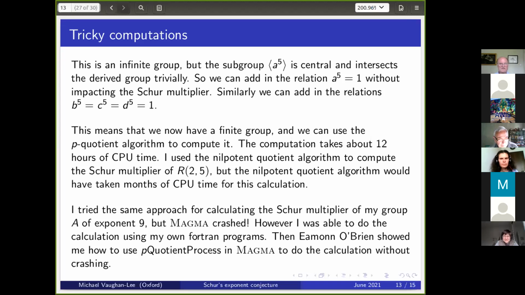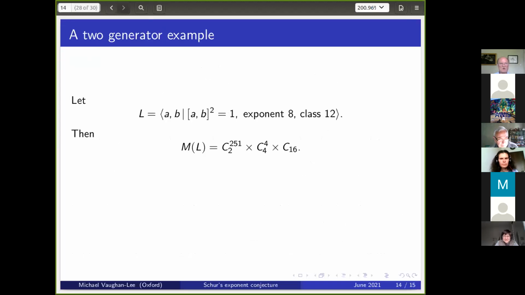So these were quite major calculations. But what are the possibilities for other examples? Well, I'm really pleased with this example because, as I said, the two examples I found in exponent 5 and exponent 9 were 4 generators. But here's a 2-generator example. You've got to have a relation which is a product of at least 2 commutators. Well, take [A,B] squared, that's a product of 2 commutators, to make that a relation.